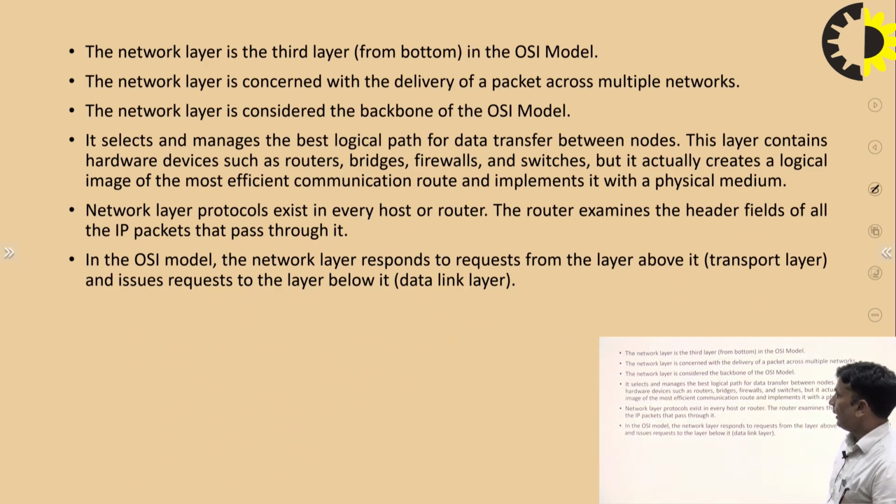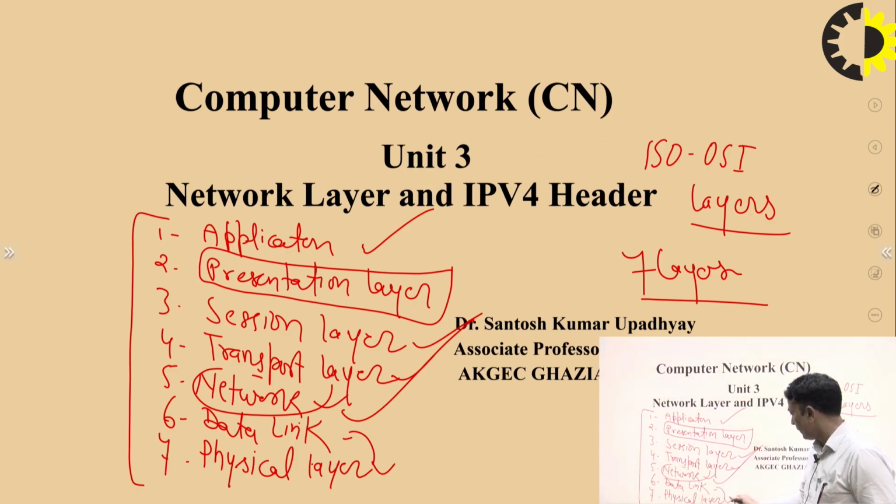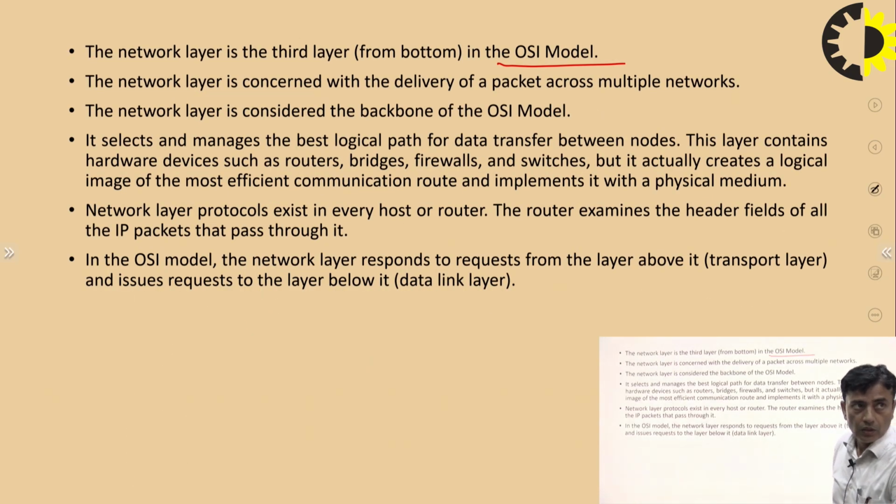The network layer is the third layer from bottom to top. If we count from the bottom to top, here we can see that this is the first, this is the second, this is the third layer. So this is the third layer.